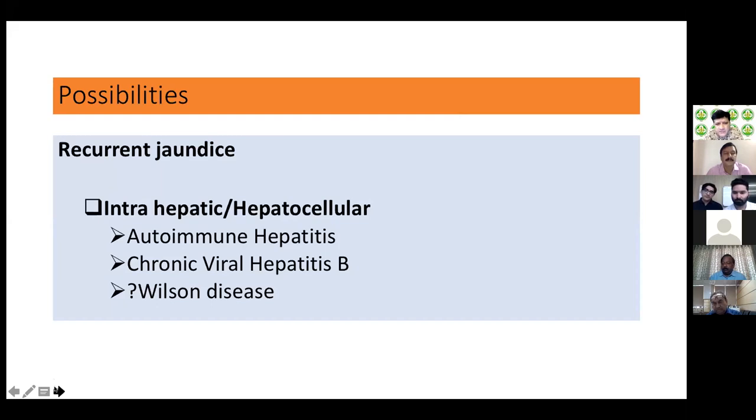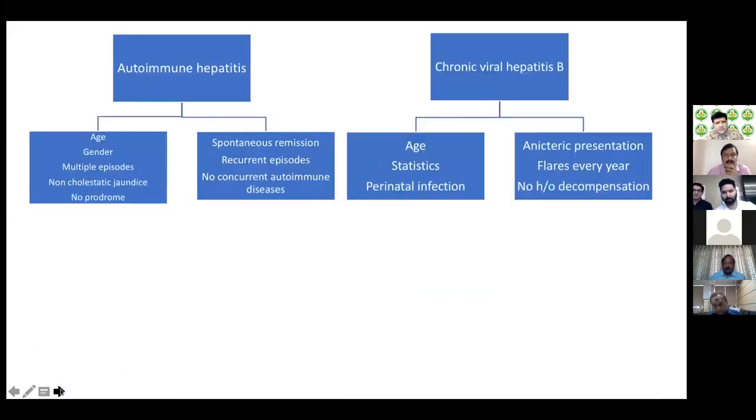So how about your second and third possibilities? Can you tell us the points in favor and against? Sir, I've kept chronic hepatitis B with flares as my second possibility. And sir, the points in favor of chronic hepatitis B would be her young age. I'm presuming that she had a perinatal infection, and now she has presented with chronic hepatitis B with acute hepatic flares. And since we are in the intermediate endemic zone, that makes it more likely.